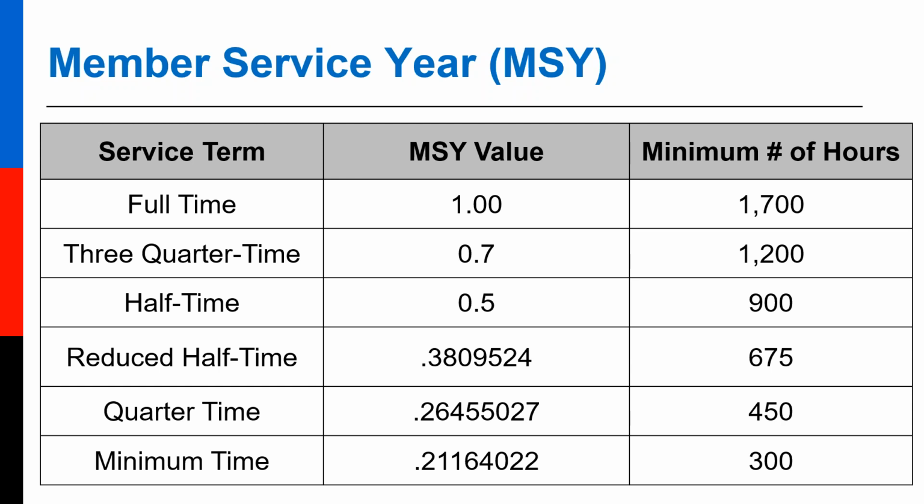So full-time members have an MSY value of 1, and they have to do 1,700 hours. Three-quarter time, 0.7 for 1,200 hours. Half-time, 0.5 for 900 hours. Reduced half-time is 0.380954, and they have 675 hours. And then one of my favorites, which shows our government's really good at math, because I don't understand how they came up with quarter time, but quarter time is 0.2645527 for 450 hours, and then our last one is minimum time at 0.211640022 for 300 hours.